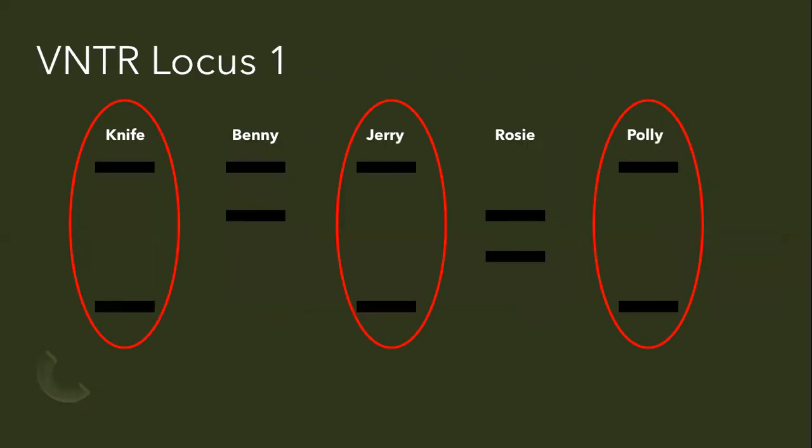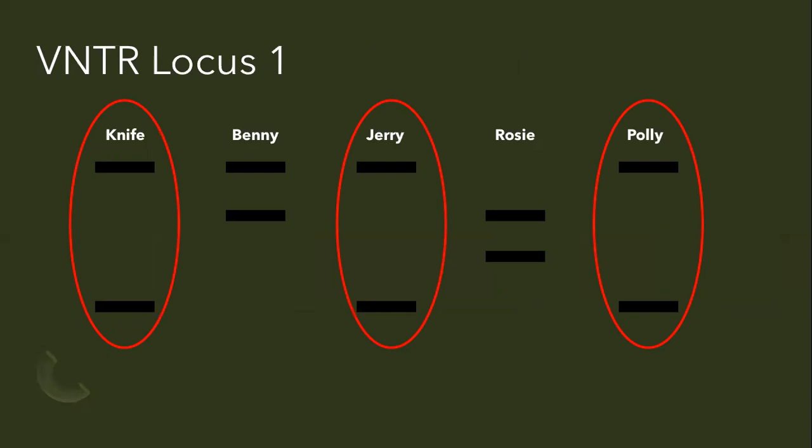Pictured here is the gel electrophoresis for VNTR of locus 1. To begin analyzing this, we see the two bands that were found on the knife. To start by identifying the murderer, we want to try matching Jerry, Rosie, or Polly's bands to the ones of the knife. We can start by ruling out the fact that it was Benny's fingerprints, as his bands do not align with the ones that were found on the knife.